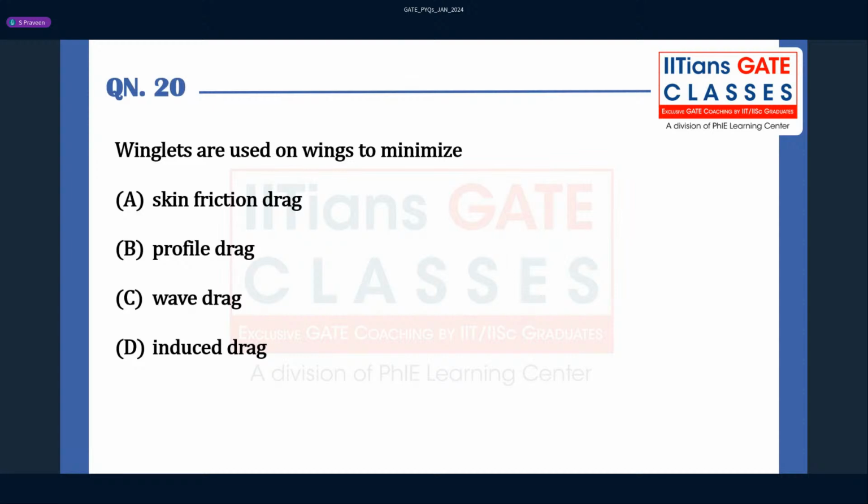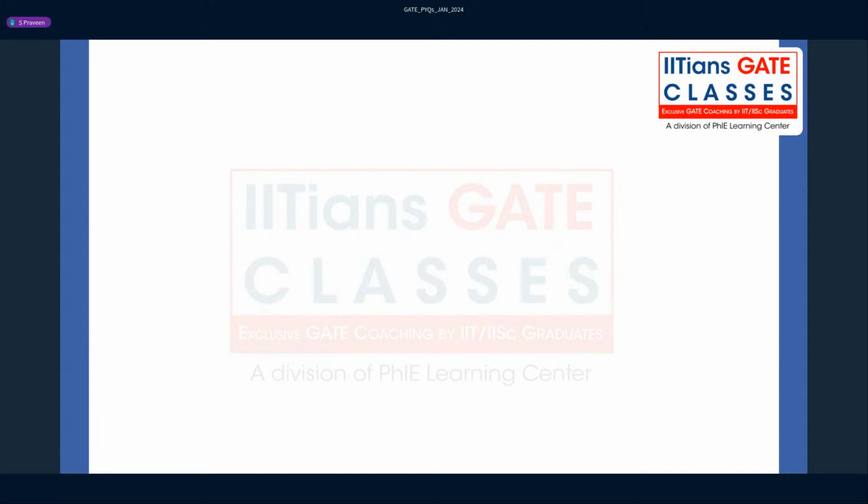Take this question. Winglets are used on wings to minimize: we have four options, skin friction drag, profile drag, wave drag, and induced drag. So let's do this, we have to revisit our aerodynamics theory.